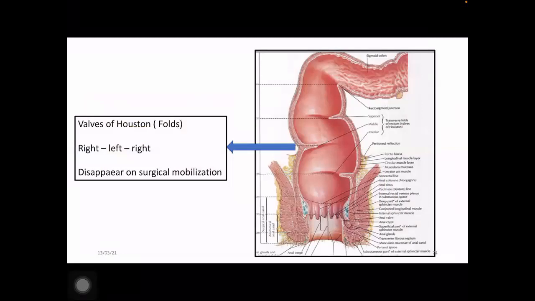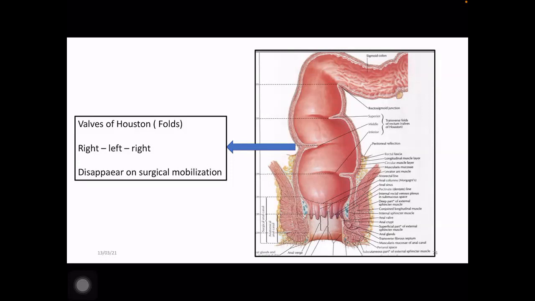And regarding this, there are three folds called Houston's valves inside the rectum. What Sabiston gives is that these valves are present in right, left, right orientation, whereas what Shackelford gives is left, right, left. Both are true, but there was a lot of confusion regarding this: what is right? Both anatomies are present. But the one I read in the literature, the configuration given in Shackelford, left, right, left, is the most common orientation of Houston's valves.